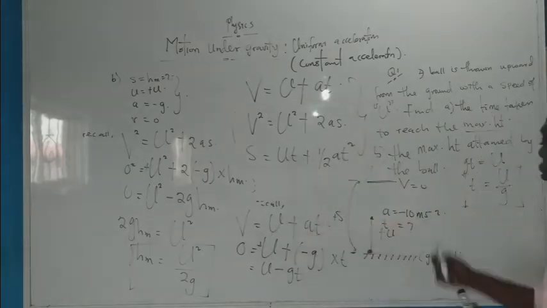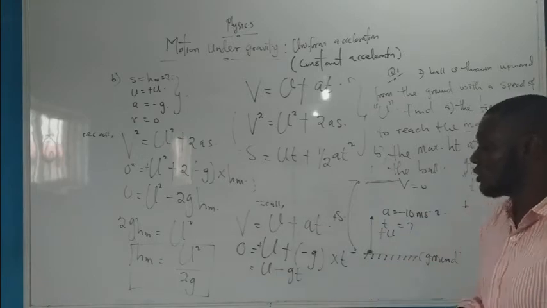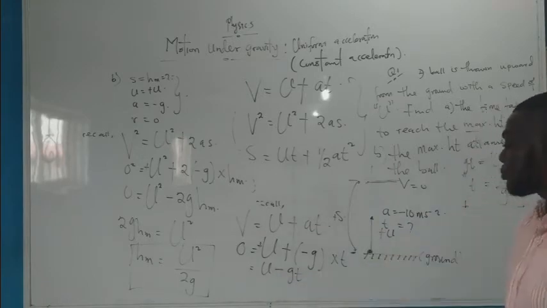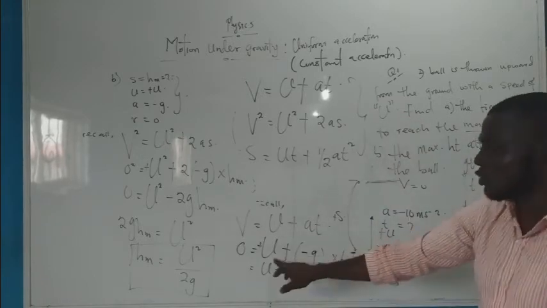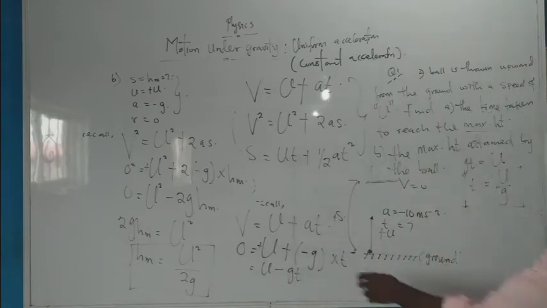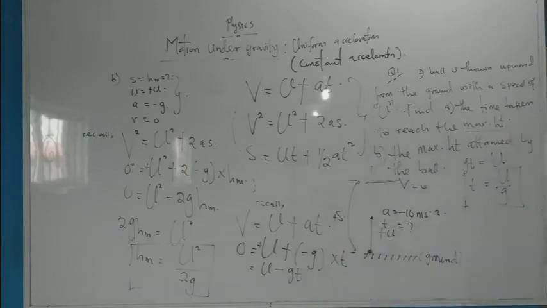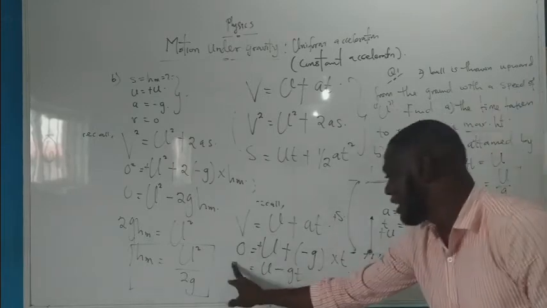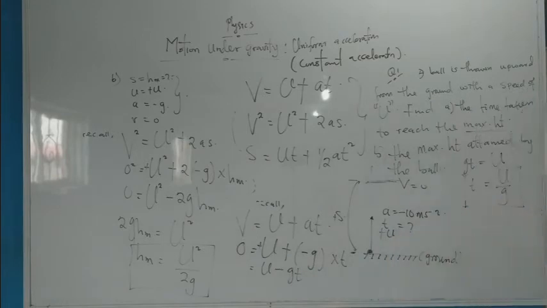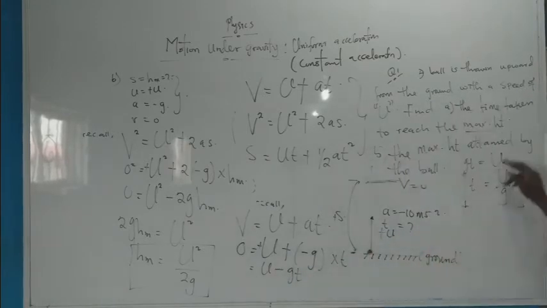V is equal to 0 at maximum height. Velocity is equal to 0 there. U is plus u, going upward, plus u, and a is minus g, so minus g times t, where t is unknown. Take this to the other side. It becomes plus gt equals u. Making t the subject, we have t equals u over g.